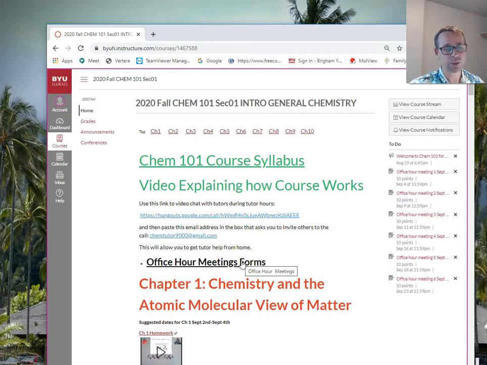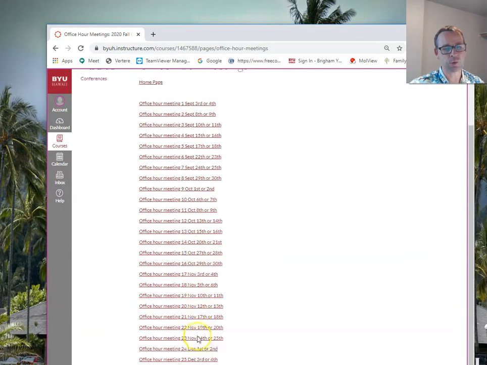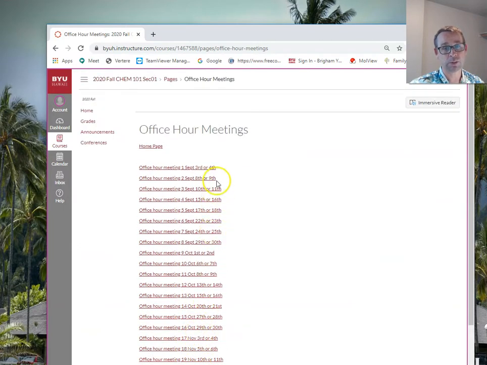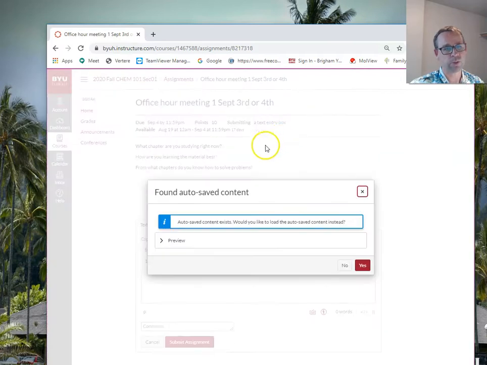Okay, and this is what the form looks like. If you go in here to the office hour meetings form, these are the forms. There's 25 forms for the 25 times that we're going to meet throughout the semester. This one is for September 3rd or 4th, right? And so you click on here, and then this is what it looks like. And you can click on Submit Assignment when you're ready to fill out the form.